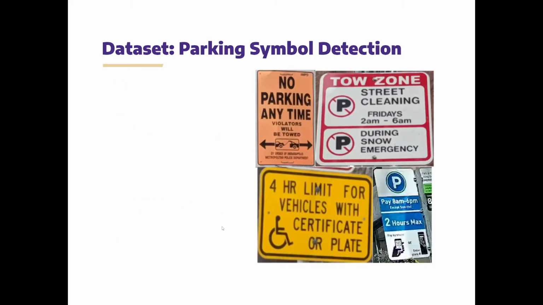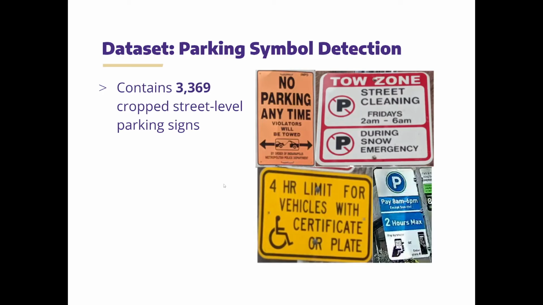The second part of our dataset is for parking symbol detection, and this set contains 3,369 cropped parking signs. For the moment, we identified 27 types of symbols that would be useful for parking rule generation, including text, no or allow parking, handicap, arrows and tow away, and etc.